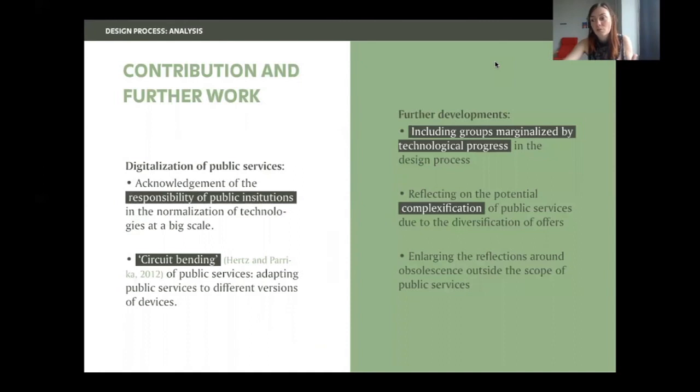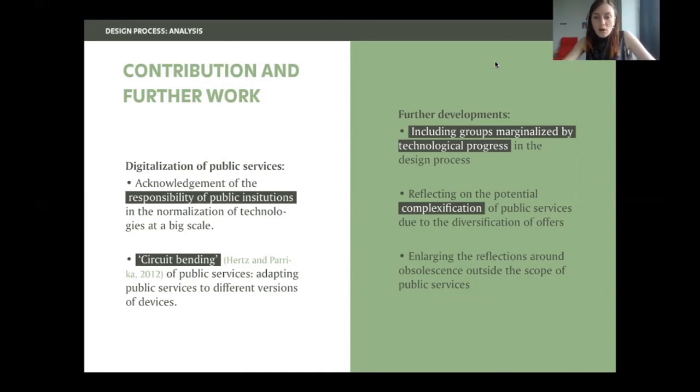The main contributions of my work would be on the side of public service design, as it argues for acknowledging the responsibility of public institutions in the normalization of emerging technologies at big scale. I also propose a revisited version of sacred bending, which initially aims to give all technologies new potentials. Here I take the expression in the opposite way, by bending the environments of obsolete devices to them. Further developments would include directly in the design process groups marginalized by technological progress, which was a bit difficult to do during the coronavirus pandemic.